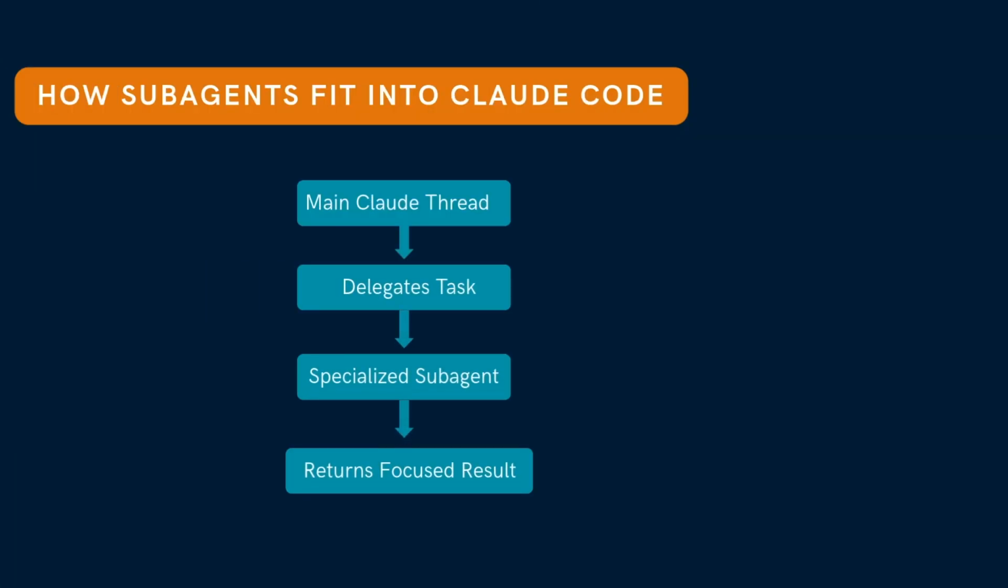Now let's see how subagents fit into Claude Code. The main system acts like a manager that assigns tasks. It decides which subagent is best for the job. Tasks are handed off to the right subagent when needed. This helps distribute work efficiently. The chosen subagent completes the work in its own space. It focuses only on what's assigned to it. Once done, it sends the final result back to the main workflow. This keeps your process organized and results clear.